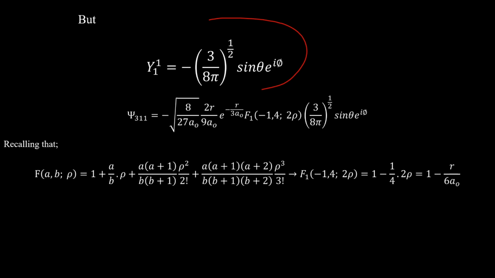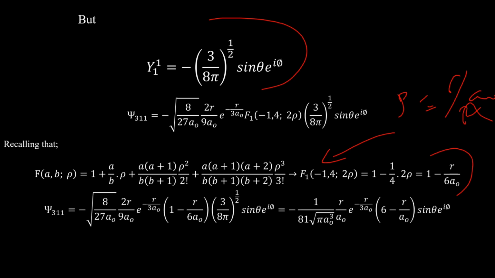If we do the same thing on this expression, we finally arrive at this. Our rho in this case is equal to r all over n a naught, not 2a naught, please. So that is our rho. If we substitute it, we have that expression there. Finally, this is our wave function for this state, with quantum numbers n equals 3, l equals 1, and m equals 1. So this solves our problem for Roman figure 1.